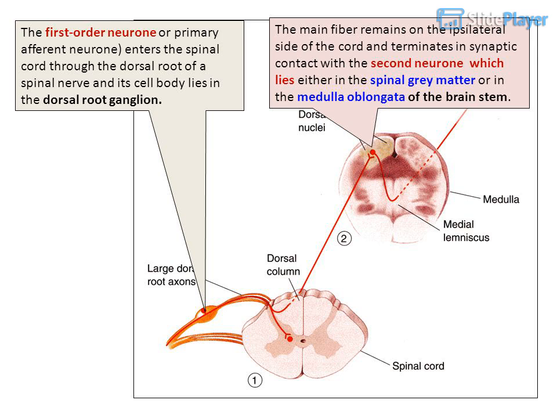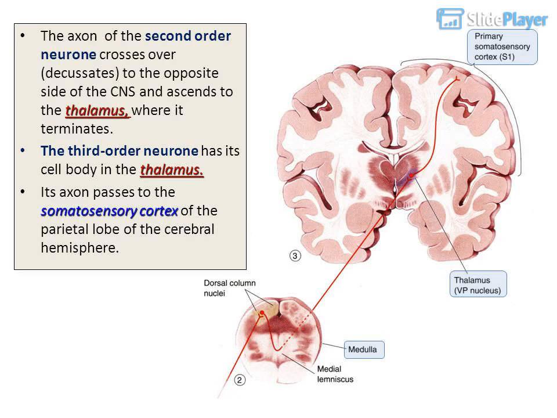The main fiber remains on the ipsilateral side of the cord and terminates in synaptic contact with the second neuron, which lies either in the spinal gray matter or in the medulla oblongata of the brainstem. The axon of the second-order neuron crosses over, decussates, to the opposite side and ascends to the thalamus, where it terminates. The third-order neuron has its cell body in the thalamus. Its axon passes to the somatosensory cortex of the parietal lobe of the cerebral hemisphere.